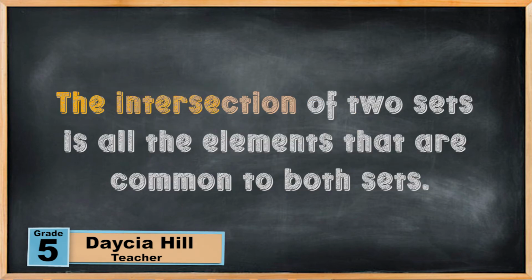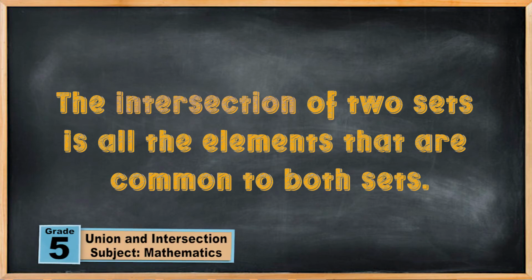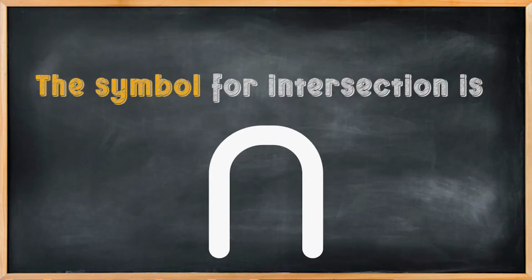So the intersection of two sets is all the elements that are common to both sets. Again, the intersection of two sets are all the members or elements that are common to both sets. So when we say common, what do we mean? The members that are the same. The members that can be found in both sets. The symbol for intersection, children, is this.